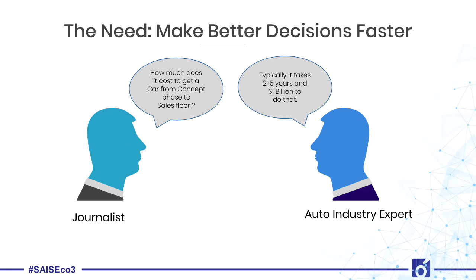So let's first begin with the requirement. For any kind of industry, the first and foremost requirement is to make decisions better, or to make better decisions much faster, right? For example, if we talk about the automotive industry, then it takes about 2 to 5 years and $1 billion to bring a car from the concept phase to the sales floor, right? Because it takes a lot of effort, research and development to do so.